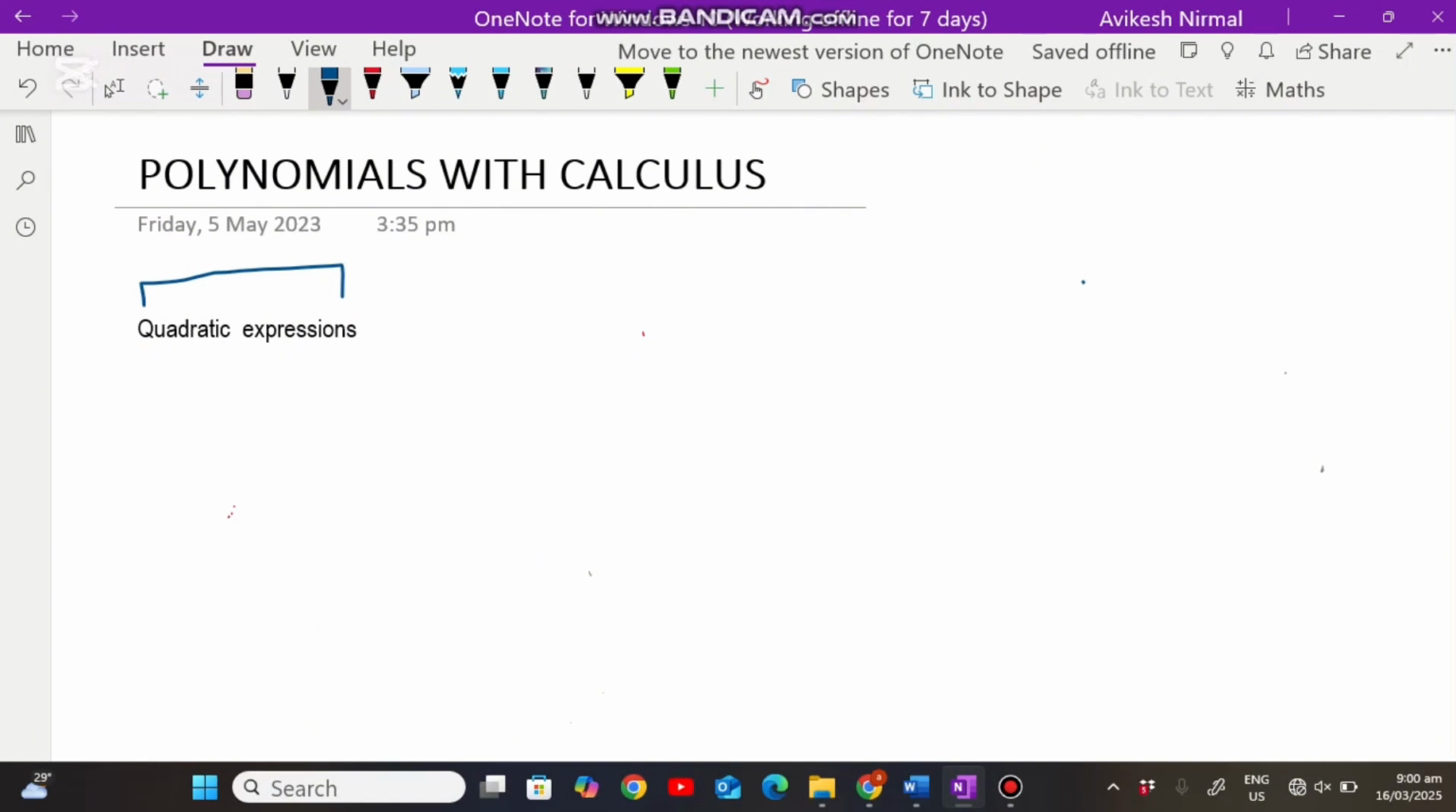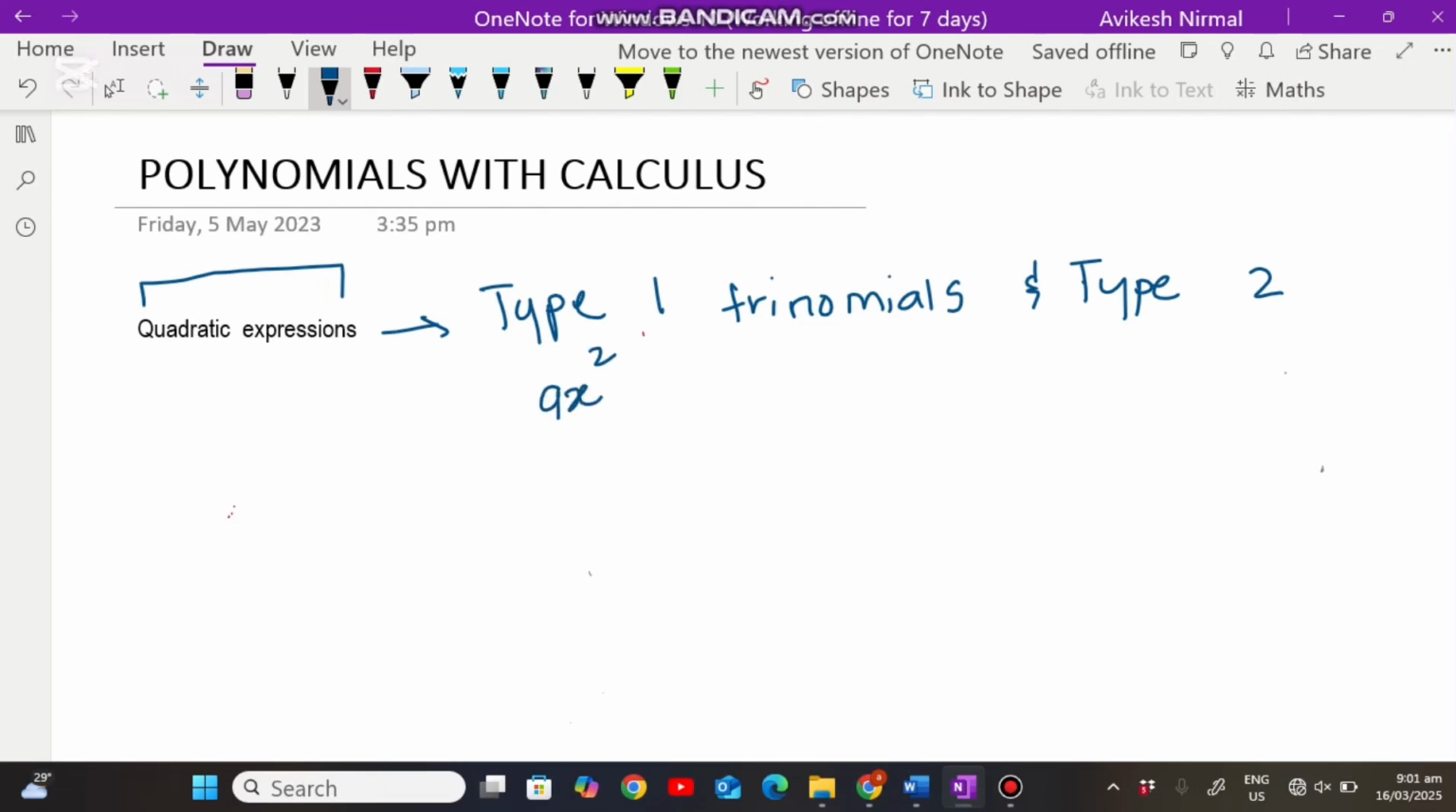So today we'll be looking at factorizing trinomials. We'll be talking about type 1 trinomials and type 2. From year 11, what are trinomials? We can write quadratic expressions in this form: ax squared plus bx plus c. This is basically a quadratic expression where the power of x is 2.